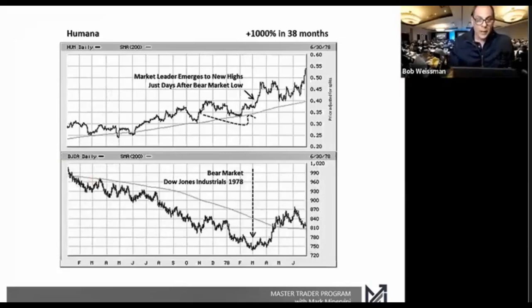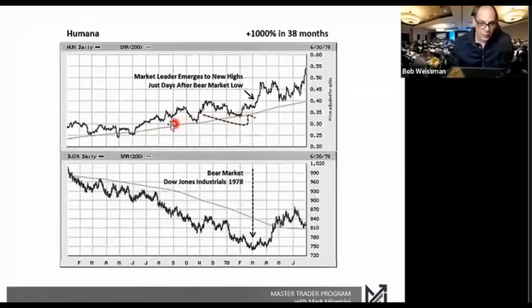Now, looking at Humana. Humana today is a big company, right? So if we go all the way back to 1978, Humana was not a big company back then. Again, these were small mid cap names. But look at Humana coming out of a base, moving into new high ground, almost off the dead low of the market. That's a coincident move, right? And I want you to look at the contrast. Look at the market in a downtrend, below the 200-day. Look at the stock in an uptrend above the 200-day.